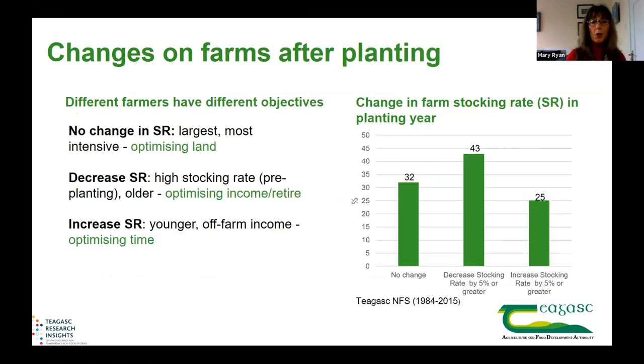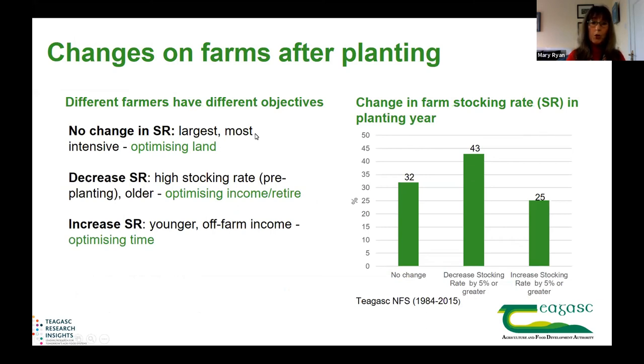Looking specifically at what happens on farms after planting, on the right-hand side, we can see that people do actually change what's happening on the farm after planting. 43% of farms decrease stocking rate by more than 5% in the year of planting, 25% increase, and 32% stay the same. So what are the characteristics of these farmers? Do they have different objectives? We find that they do.